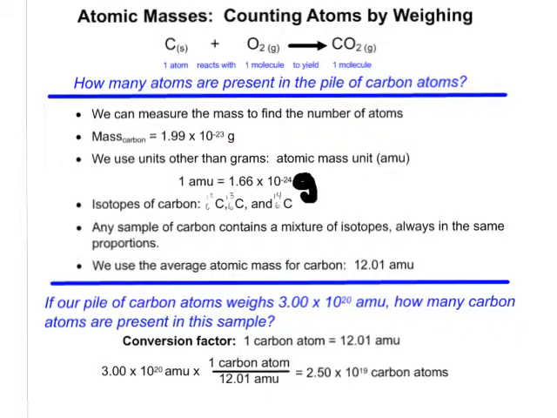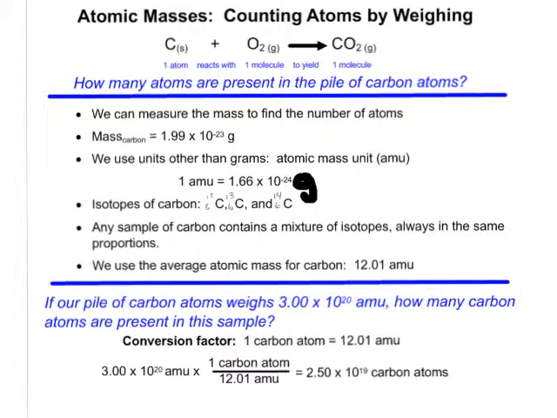So here's our example problem. If our pile of carbon atoms weighs 3.00 times 10 to the 20th atomic mass units, how many carbon atoms are present in this sample? Let's look at our conversion factor. 1 carbon atom is going to equal 12.01 atomic mass units, okay? And you can look on the periodic table very easily to find that conversion factor for each element.